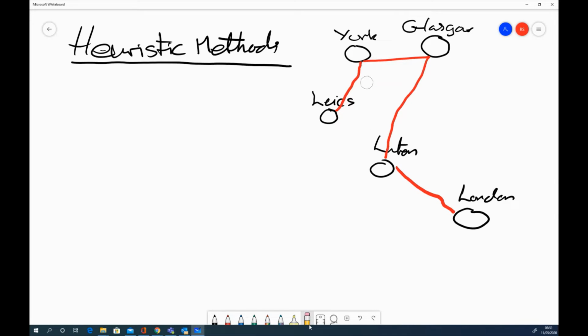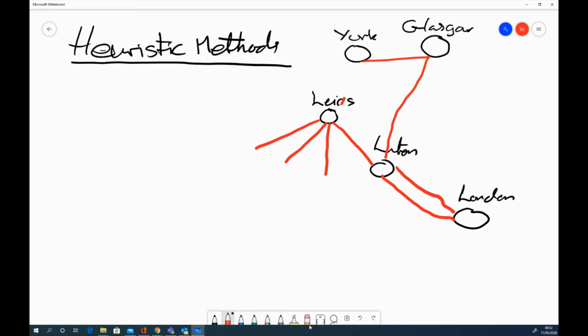However, if we're doing a more heuristic method, then we might discount the routes that go north. So routes that go north we might discount, and we might just go south. And obviously there's still lots of south routes that we could take. So we might have to come up with another solution as well.